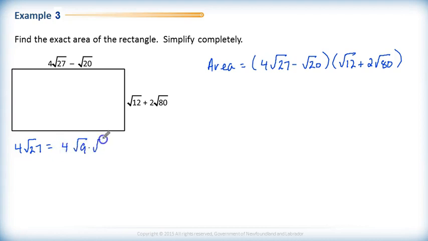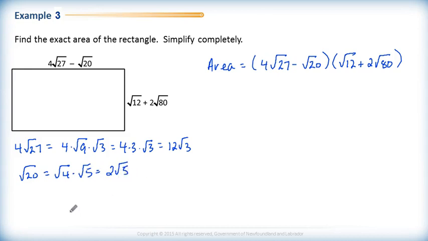Root of 27, we think of that as root of 9 times root of 3. Square root of 9 is 3 times 4. So that gives us 12 root 3. Square root of 20. That's the square root of 4 times the square root of 5, which gives us 2 times the square root of 5. Square root of 12 is the same as the square root of 4 times the square root of 3. Notice I'm picking the largest perfect square factors of these radicands.